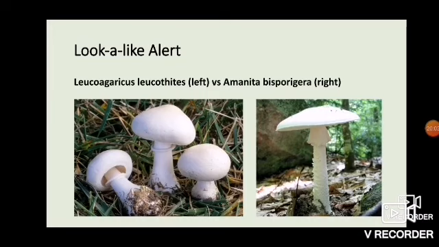For instance, that destroying angel has a volva. It has a very skirt pendant-like annulus, and it has a very different cap that has some patches and stuff on it. And the stipe is very different there too. You can see how shaggy it is.